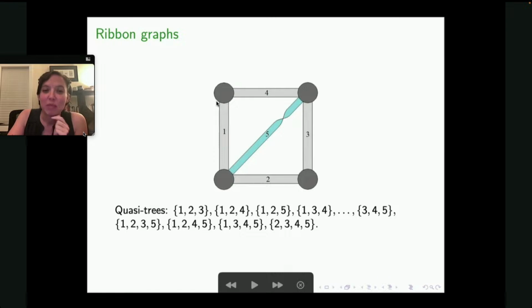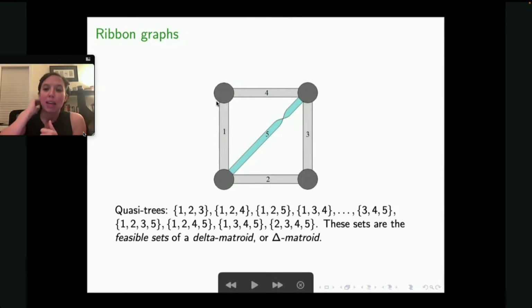There are different sizes. My bases in a matroid are equicardinal, but these actually are going to be feasible sets of a delta matroid, which you can write either with the Greek letter or with the English spelling. So trees in graphs give me bases of matroids, but we all know, or many of us know, that not every matroid comes from a graph. Quasi-trees in ribbon graphs give feasible sets of a delta matroid, but analogously, not every delta matroid comes from the quasi-trees of a ribbon graph. The ones that do are a special class called the ribbon graphic delta matroids.